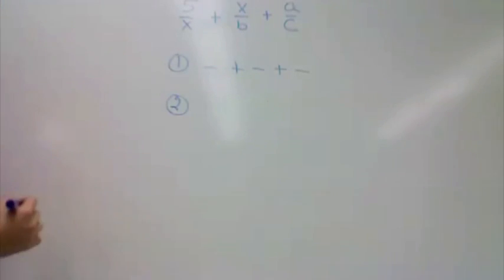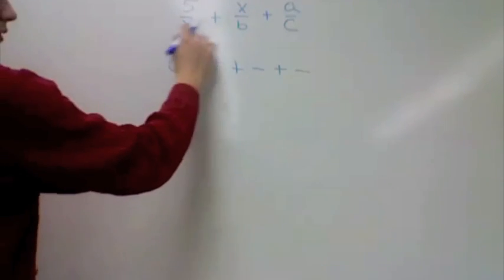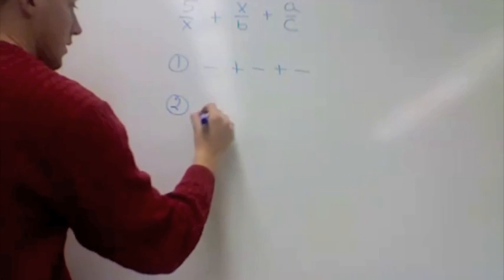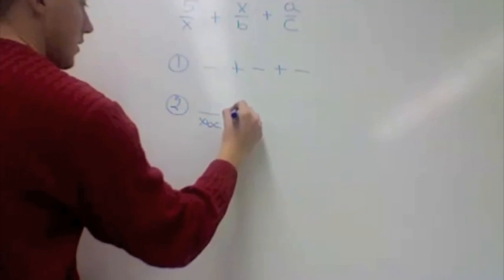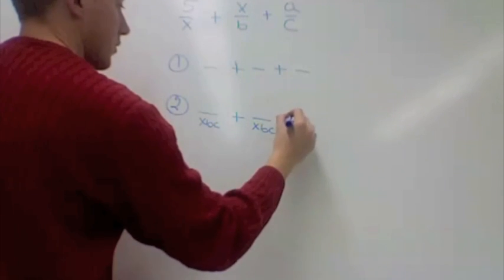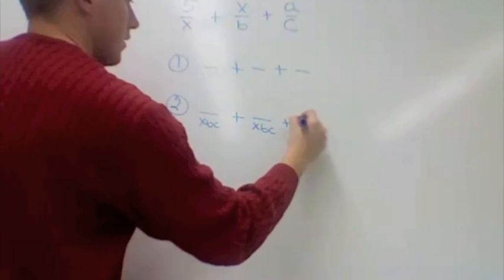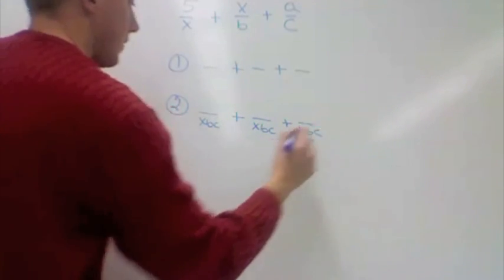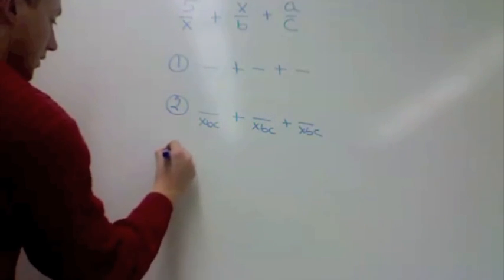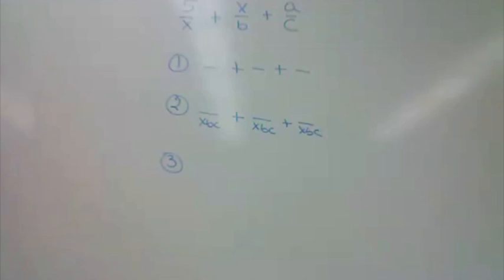Our second step is we need to find our common denominator. All we're going to do is multiply across in this case. So x times b times c gives us xbc plus xbc plus xbc. Now that we've done that, we take our third step. You're probably asking, how are we going to get our numerators by doing this?